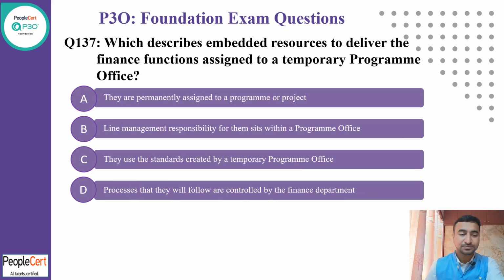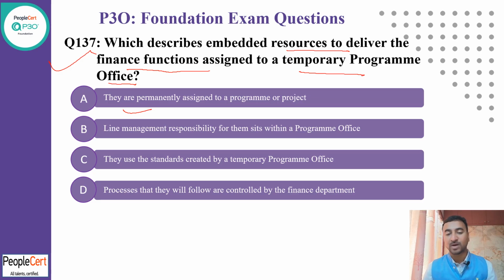Yeah, that is. Question number 137, which describes the embedded resource to deliver the finance function assigned to a temporary program office. Option A, they are permanently assigned to the program or project office. So that is not correct because a program and project office is a temporary office. Option B, line management responsibility for them sits with the program office. Again, that's not the line management responsibility. You can discard A and B.